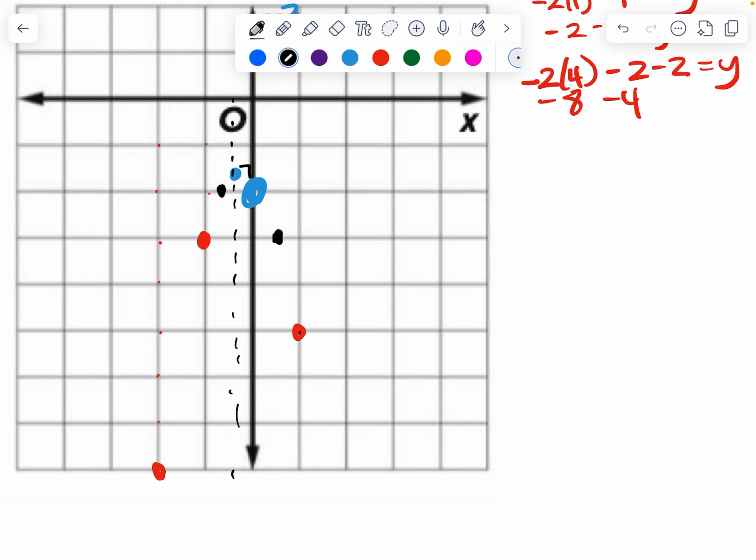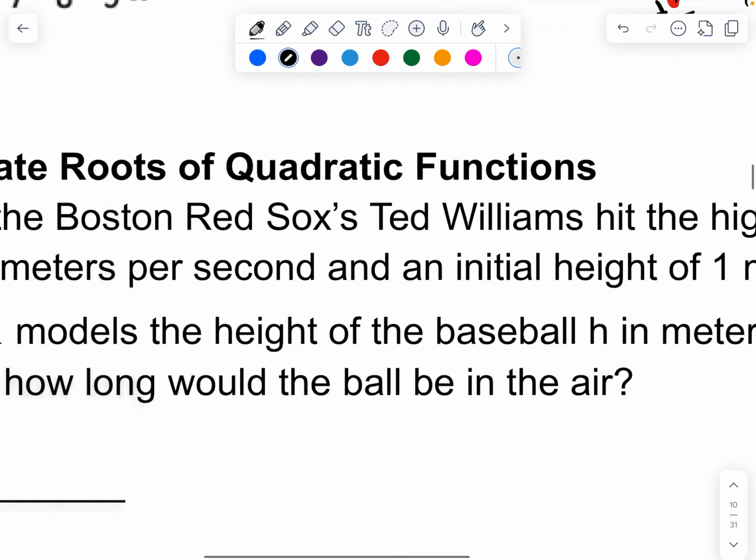This point right here, this one right here went over 1 1/4. So if I went over 1 1/4, that would be right here. This one right here went over 1 3/4. So if I went over 1 3/4, I would be here. So there you go. Okay.